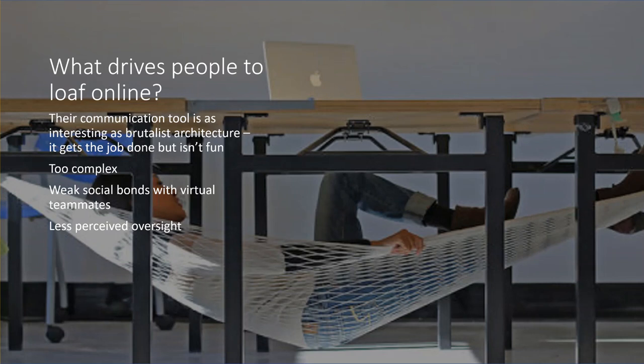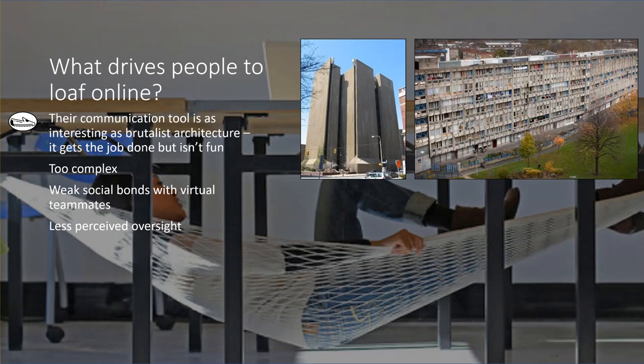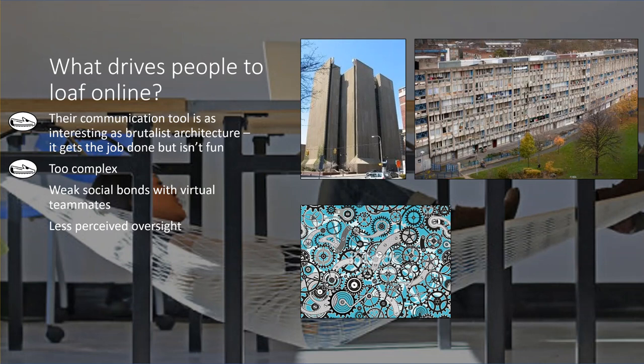So we've covered what social loafing is and the two types of social loafing. What increases the chance of loafing in virtual teams? There are a number of factors. The first being online communication tools. It's lacking in fun or playful features. Like brutalist architecture, it functions, but no one particularly enjoys spending time in it. One study found a dry or boring tool to be highly correlated with social loafing. Another cause is people finding the tool too complex or time-consuming to learn and feeling alienated by the technology.